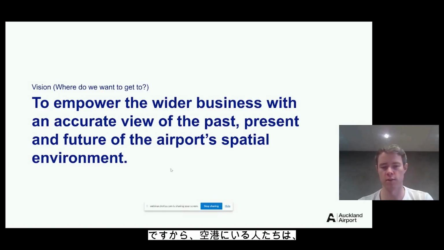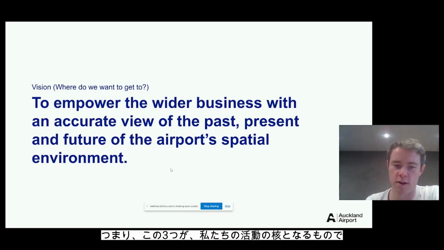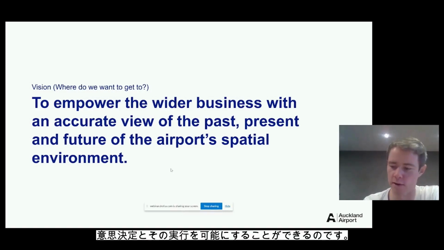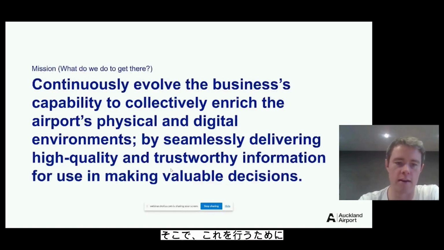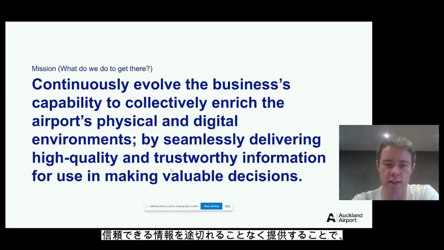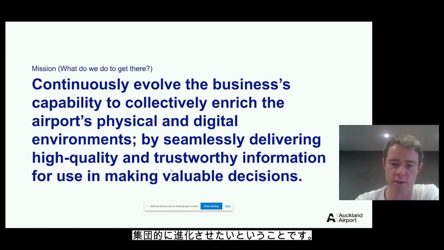So people at the airport, they always want to be able to go back and see what was there in the past. They want to know what's there now, and they want to see what's coming in the future. So they're the 3 core drivers of what we do, making sure that we can have that information available at people's fingertips, whether it be through BIM or GIS, and be able to then make decisions. And to do this, how do we get there in the short term, is that we want to collectively evolve the business's capability to collectively enrich the airport's physical and digital environments by seamlessly delivering high quality and trustworthy information for use in making valuable decisions.